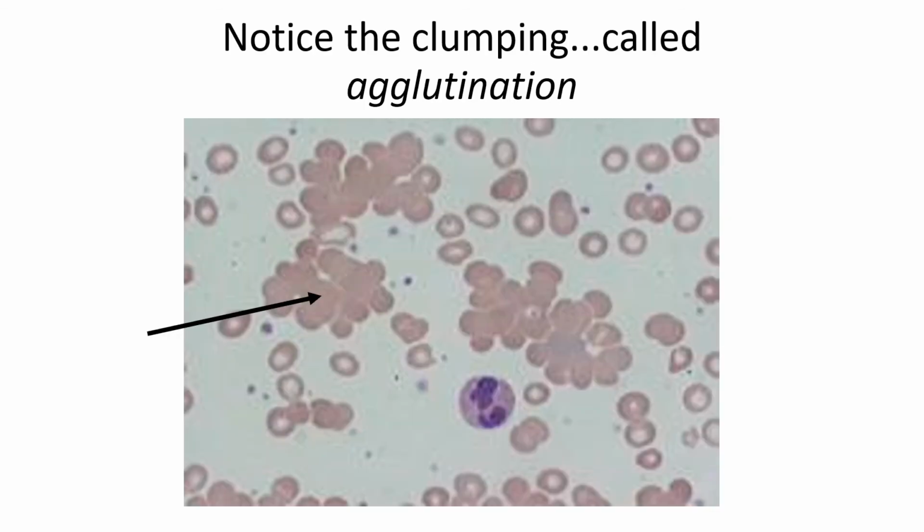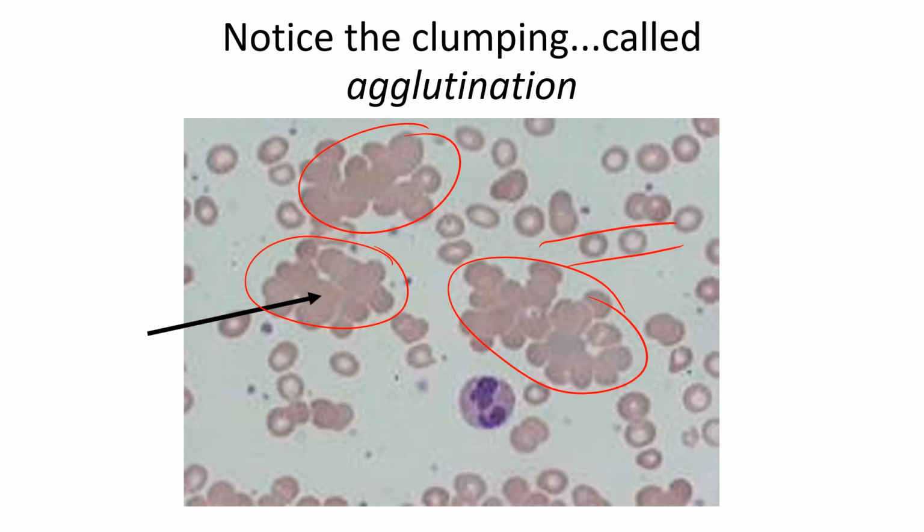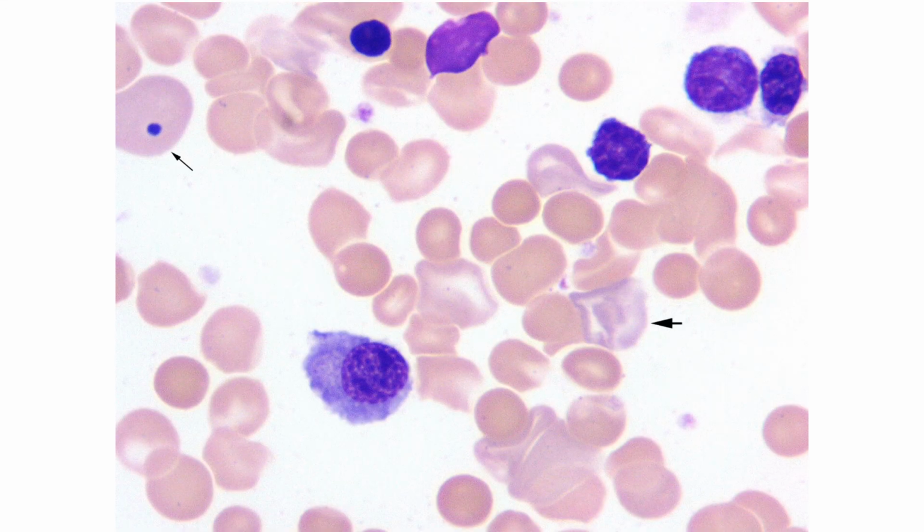You can see agglutination or clumping of red blood cells here. Keep in mind that capillaries are only the size of a red blood cell, so imagine that huge clump traveling through the capillaries of the baby's body. And you can see some of these cells here have ruptured. We call that rupturing, hemolysis.